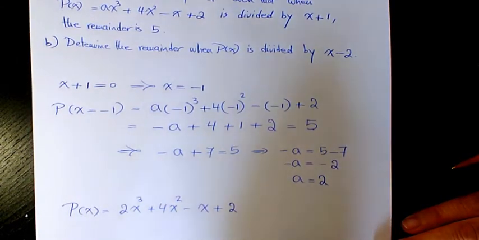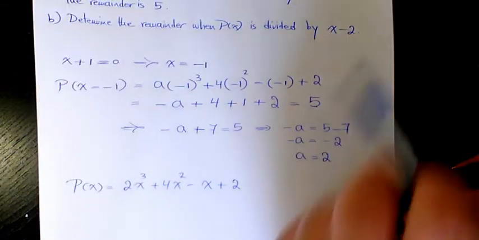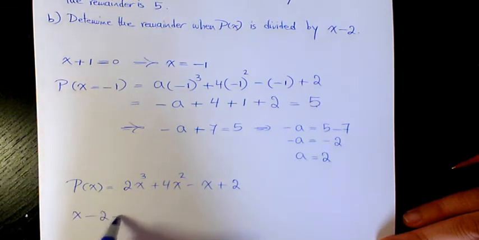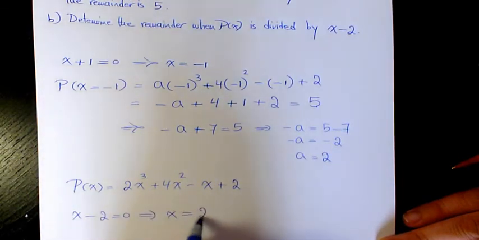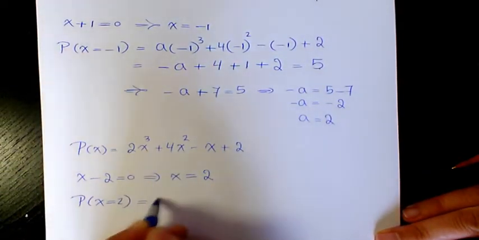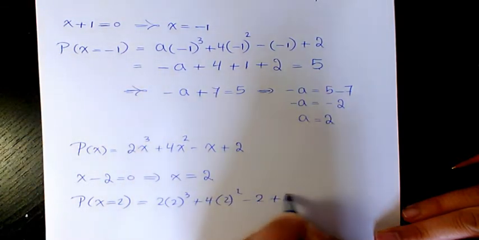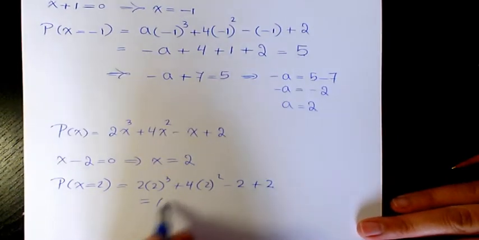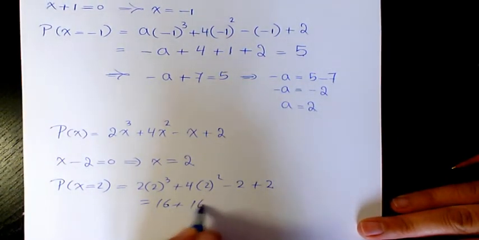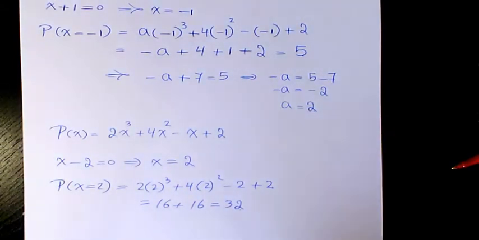And determine the remainder. This is the part B. Determine the remainder when p of x is divided by x minus 2. So x minus 2 equals 0. So x will be equal to 2. So p of 2 is going to be 2 times 2 cubed plus 4 times 2 squared minus 2 plus 2. That's going to be 16 plus 16, which is going to make it 32. So that's going to be the remainder when we divide the polynomial by x minus 2.